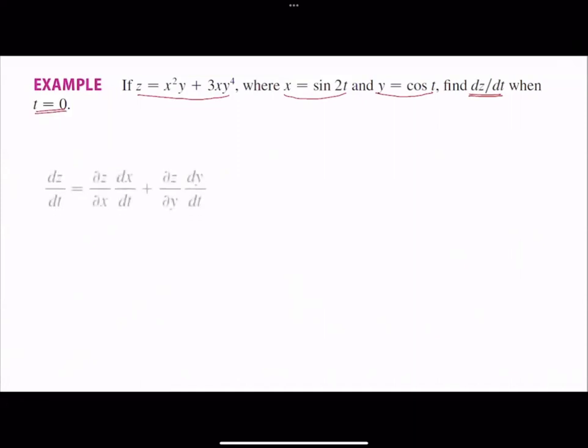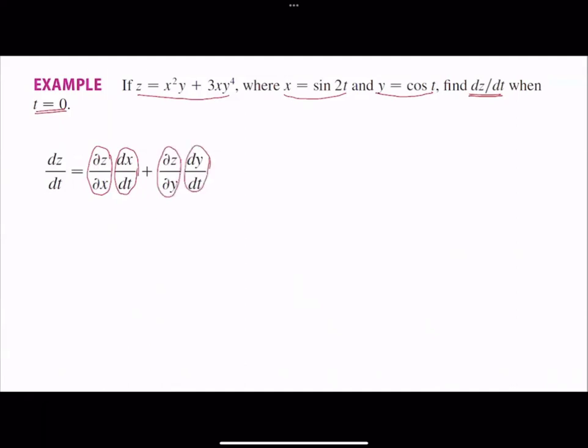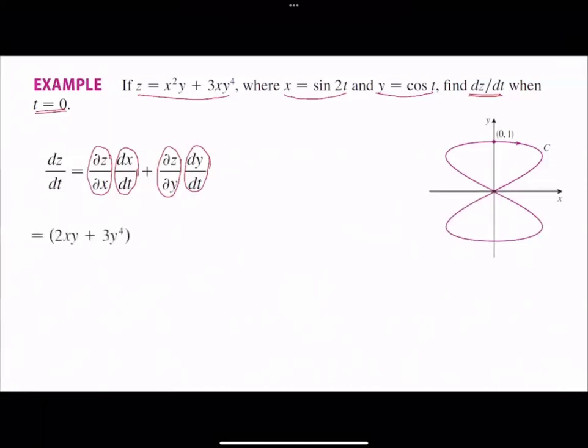Let us begin. First of all, you know that the derivative of z with respect to t is the partial derivative of z with respect to x times the derivative of x with respect to t, plus the partial derivative of z with respect to y times the derivative of y with respect to t. The visualization is the following curve here. Now, the partial derivative of z with respect to x is 2xy plus 3x to the 4th.